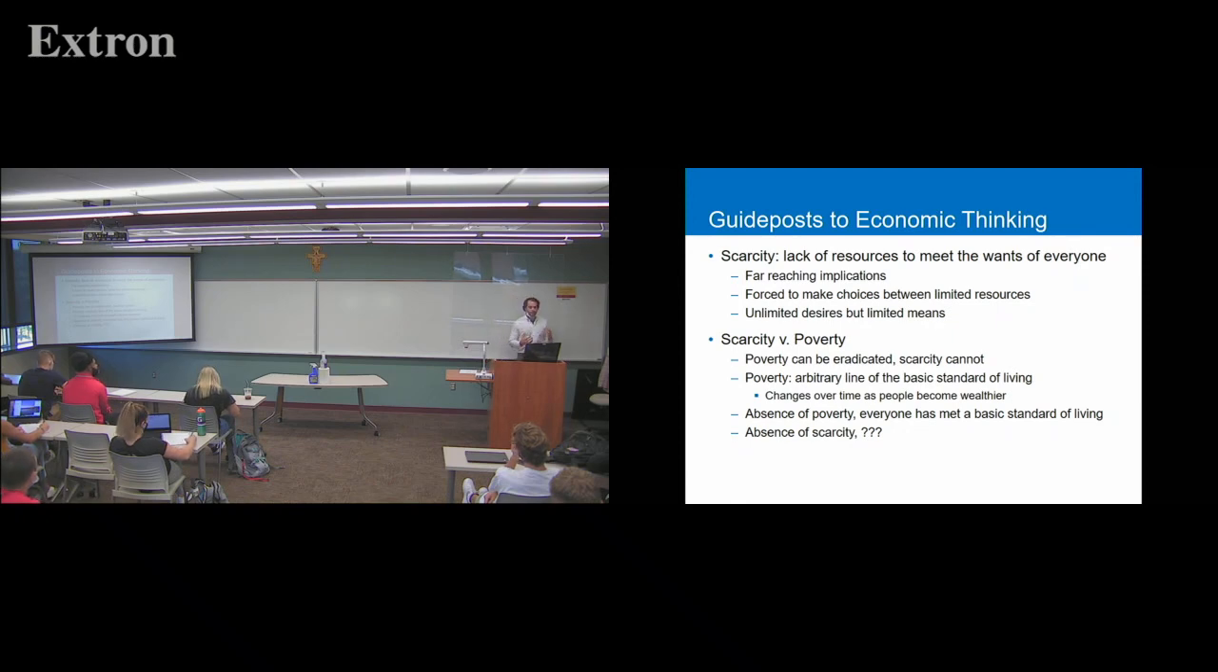If you have an absence of poverty, everyone's met a basic standard of living. You say you need this to have a decent life, and everyone's got it. But can anyone imagine what the absence of scarcity is like? Unlimited resources, but you'd still have only so much time to enjoy those. So we'd also have to be immortal.